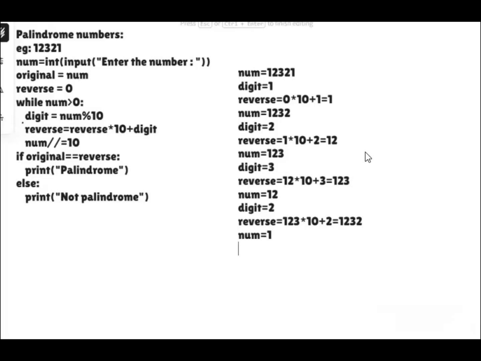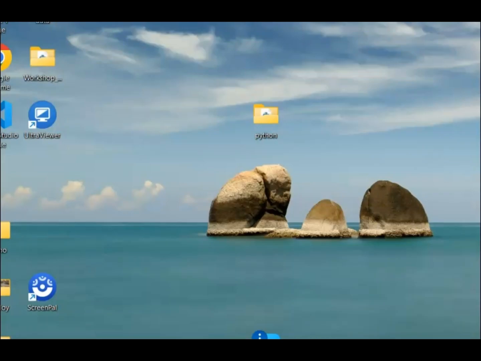It checks the condition again, it's going to be true and it loops again. The digit becomes 1, and reverse becomes 1232 times 10 plus 1, so it becomes 12321. Then num becomes 0 and it checks the condition. Now it's going to be false and it exits the loop. When we print the reverse number, the output will be 12321. You can see the output here in VS Code.